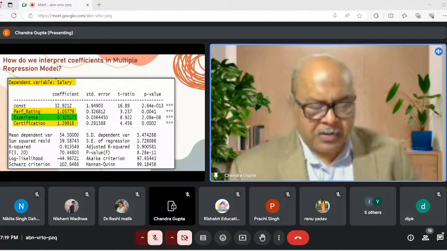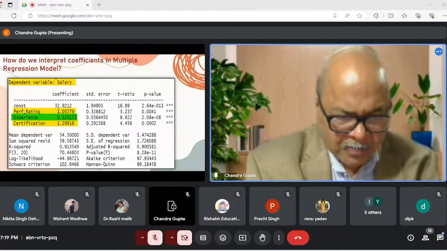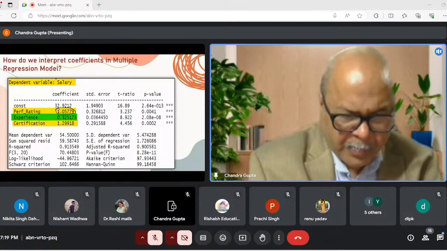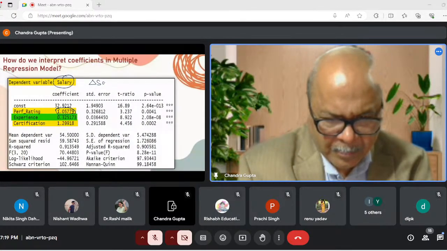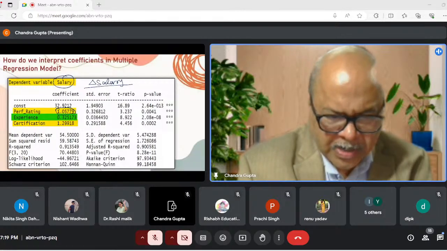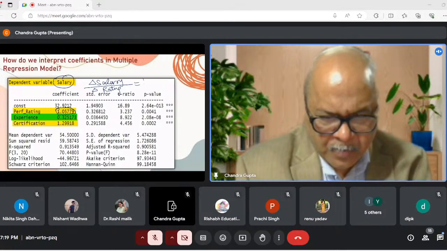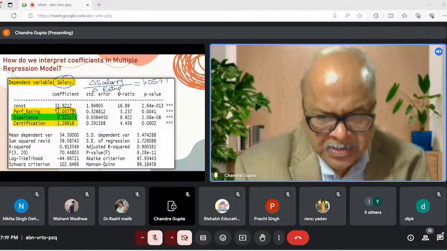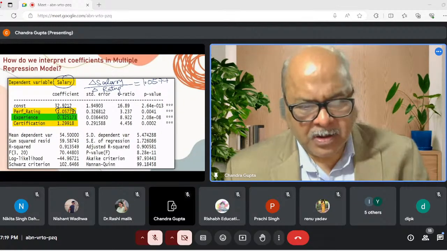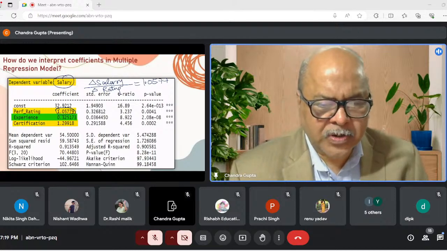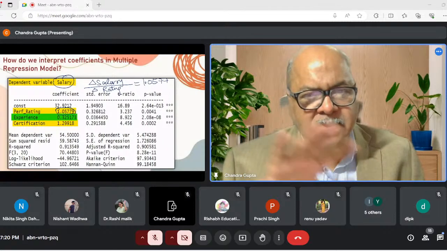And how do we interpret the results? What does it mean? Dependent variable is salary. So change in salary with respect to rating is 1.0577. What does it mean? If my rating increases by 1 unit, my salary will increase by 1.0577, keeping experience constant, keeping certification constant.